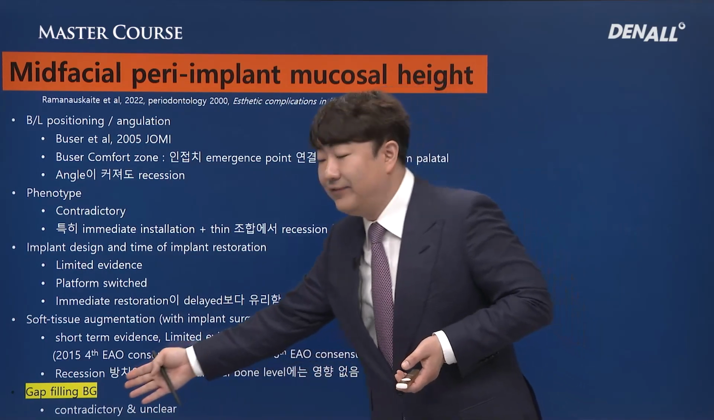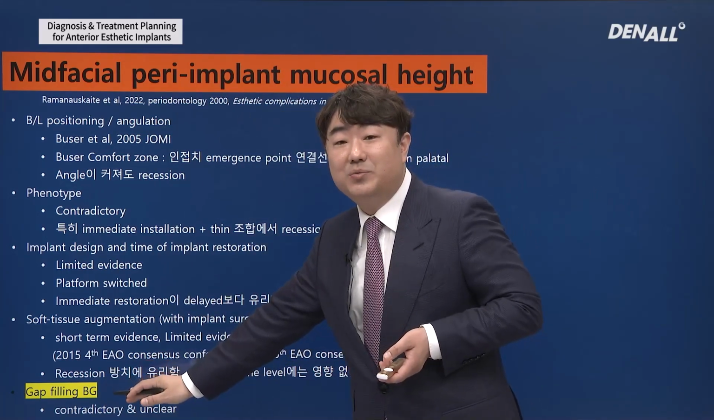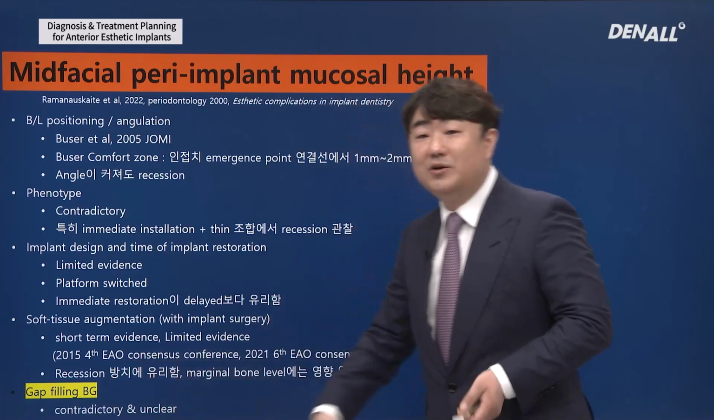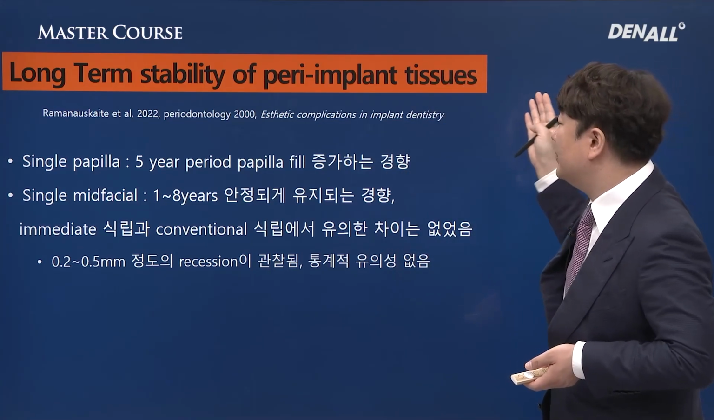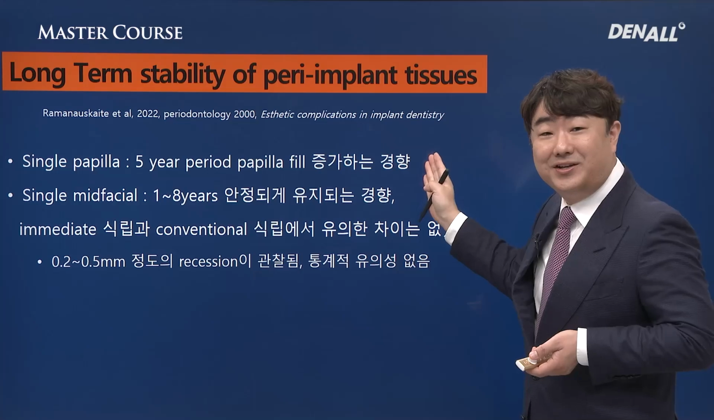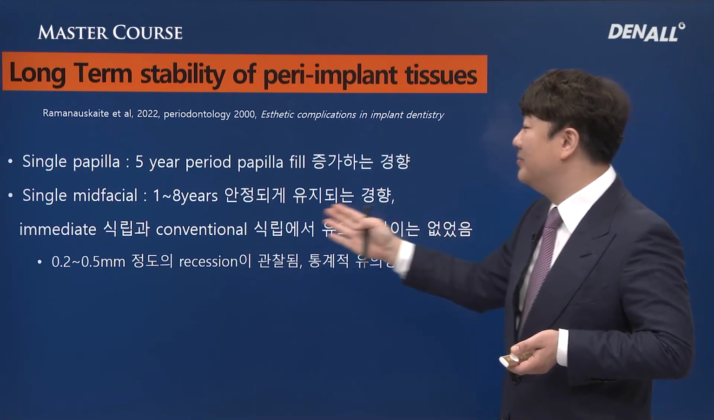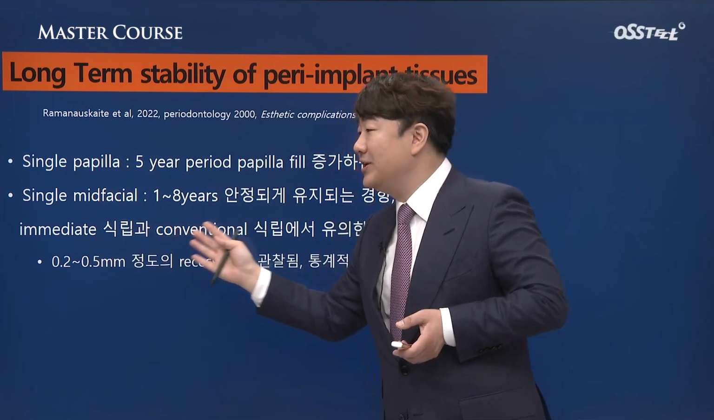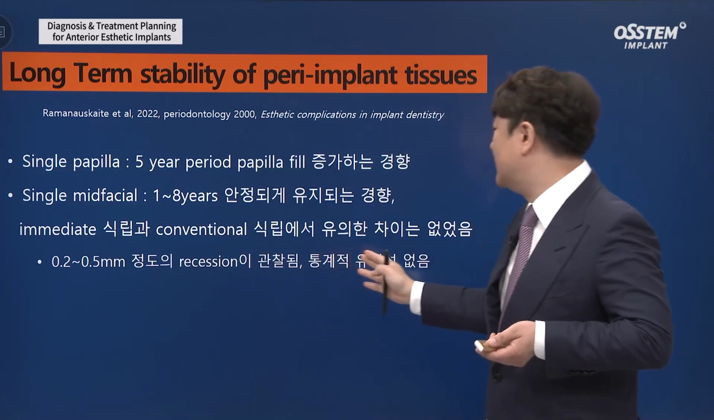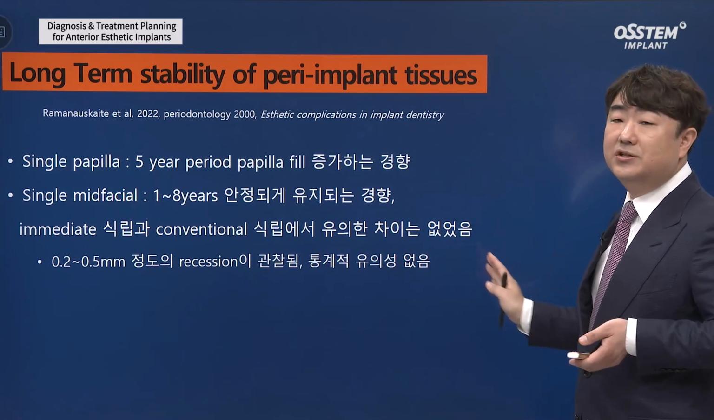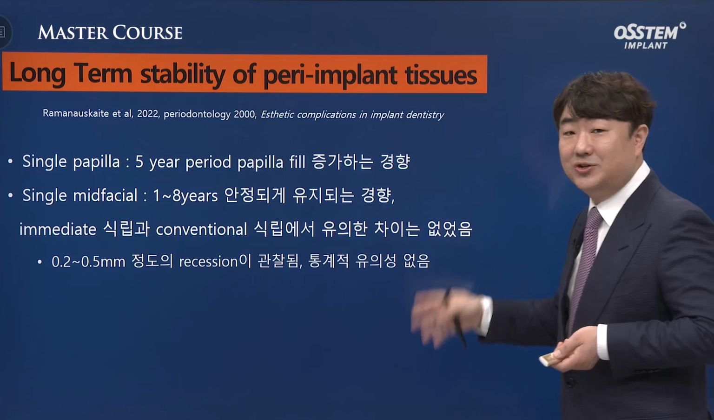When doing immediate implant placement, gap filling is a must-have, but in terms of gingival recession, it does not show a meaningful effect. The reason why we do gap filling is to maintain buccal bone volume. If you look at long-term results, papilla tends to increase. The gingival margin tends to be maintained in a very stable manner. There is no major difference between immediate or delayed loading. Recession can occur 0.2 to 0.5 millimeters, but it's not statistically meaningful. Healthy soft tissues tend to be maintained in a stable manner if the implant has been placed properly.